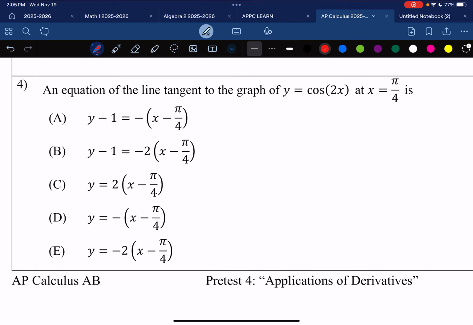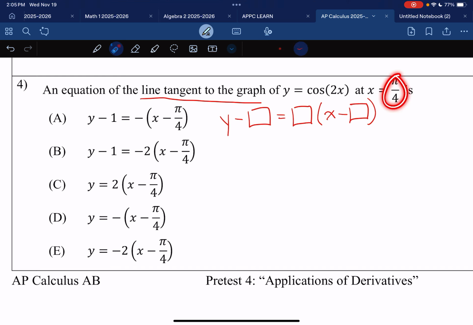Moving on to number 4. Again, we're looking for a line tangent to the graph, which means yet again, we're doing point slope form. Y minus box is equal to box times x minus box. What is our x coordinate? Our x coordinate is pi over 4. Plug in your pi divided by 4. Does it give us our y coordinate? No, we've got to find it on our own. Plug in x into our equation, and we will find the y coordinate. Let's do that just below, because I think once we have our point slope form, we'll be done.